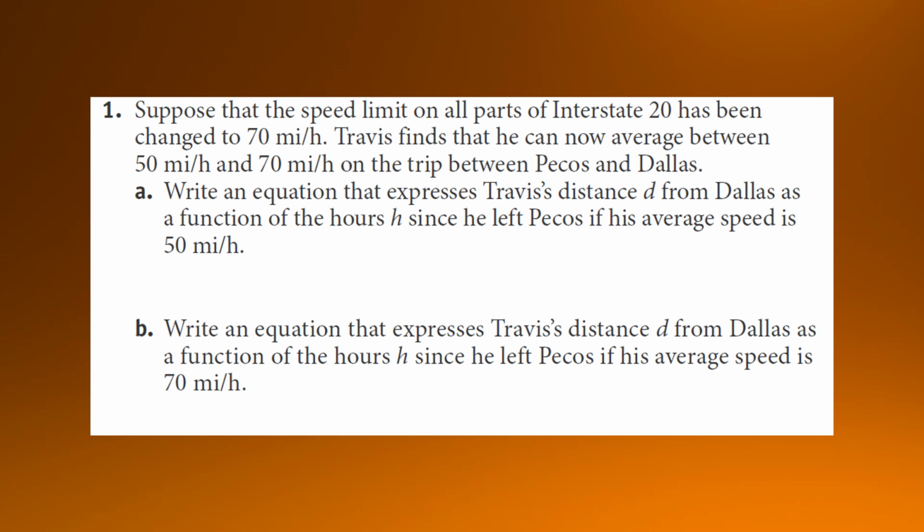So remember that Pecos and Dallas are 450 miles apart. And we're writing an equation for d, our distance from Dallas. So our distance from Dallas, if we leave from Pecos, would be 450. And as we drive, we're getting closer and closer to Dallas.